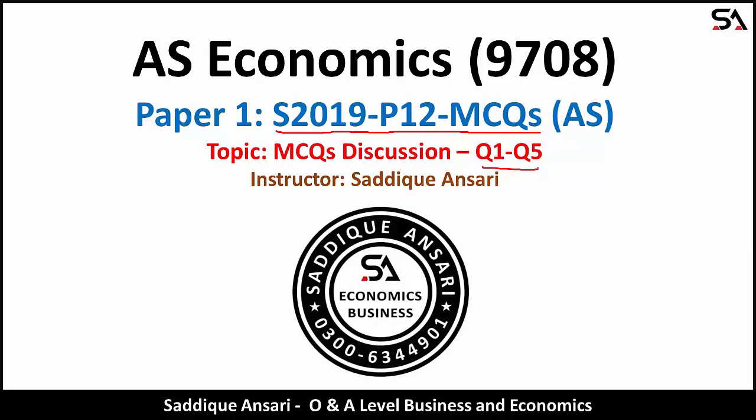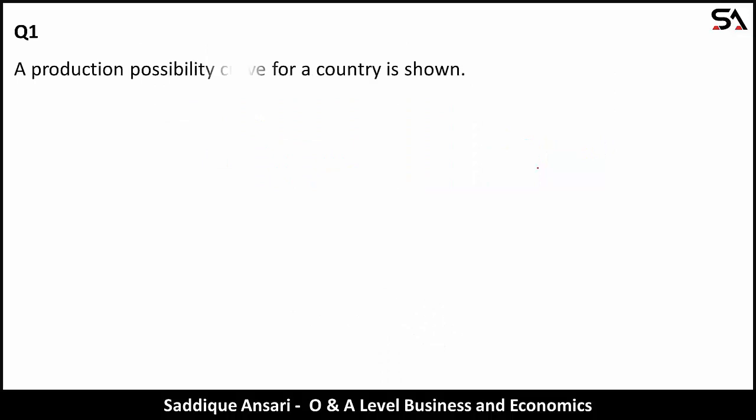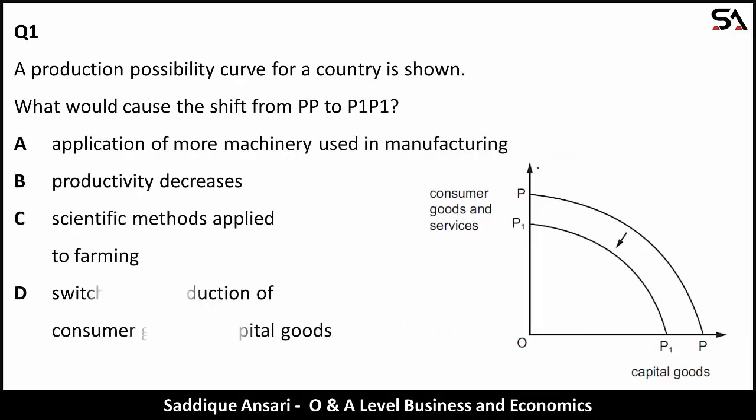So let's begin with question number 1. The statement of the question is: production possibility curve for a country is shown. So the topic from which the MCQ is selected is production possibility curve. What could cause the shift of the curve from PP to PP1? So this is the initial production possibility frontier, and it is shifting inwards to this position P1.